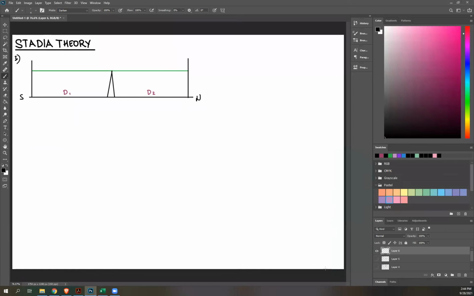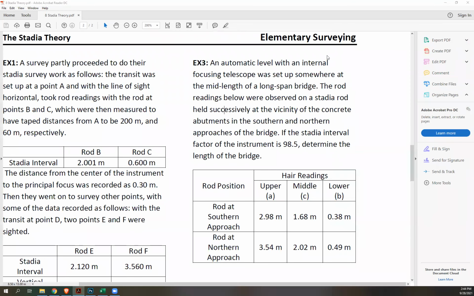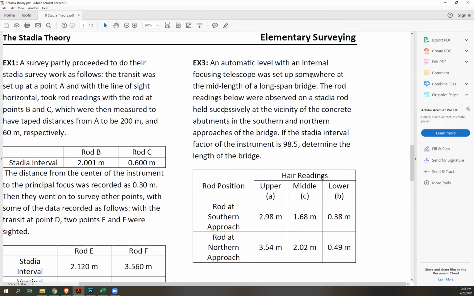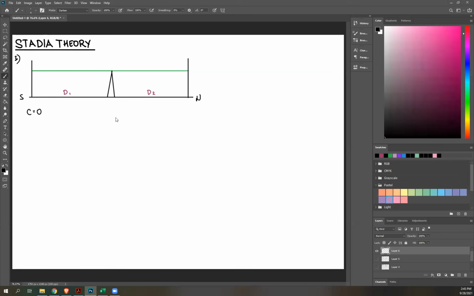It's 0 because again, it's an internal focusing camera or lens and internal focusing. So therefore, Z is 0. Stadia constant 0. And then other given is this. Stadia interval factor, that's your K, 98.5.